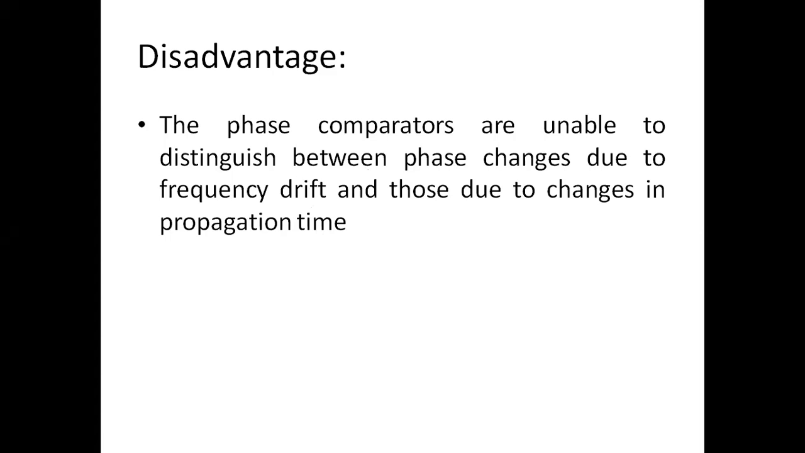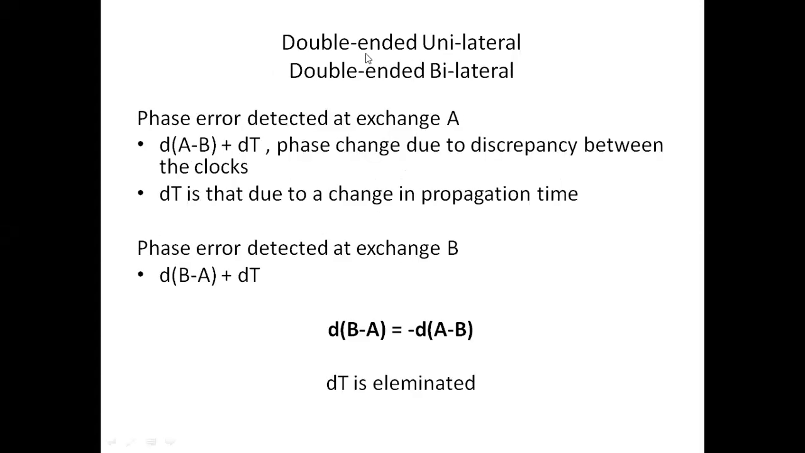It can be overcome by using another system called the double-ended unilateral or double-ended bilateral system. In this system, the phase error detected by a particular exchange, at the phase comparator we use there, produces a phase difference like this. Let's say you have two exchanges A and B. Exchange A produces a phase difference of A minus B plus the drift in frequency due to the propagation delay, which is dt.